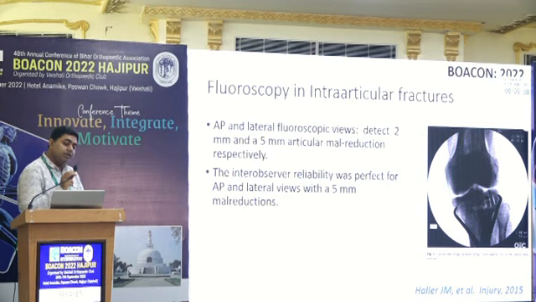The one thing which we can stress upon is when you take a fluoroscopy image in the AP view, it actually detects up to 2 millimeters of malunion, and in the lateral view it's about 5 mm of malunion, but below this step off and displacement, it's difficult to see on images.